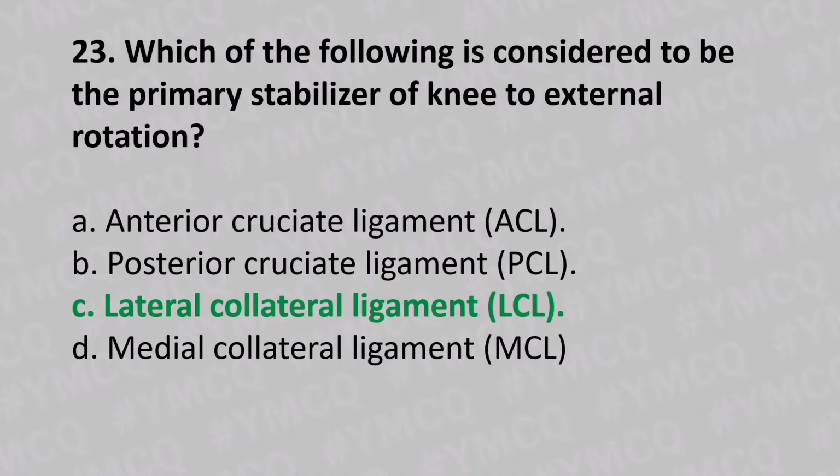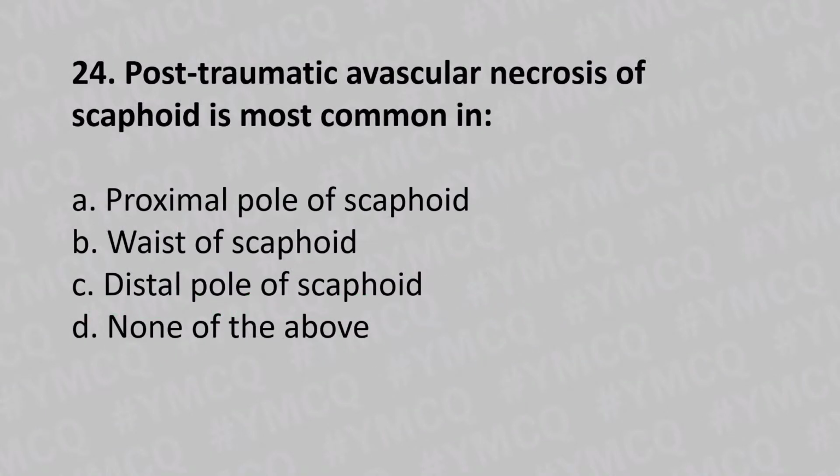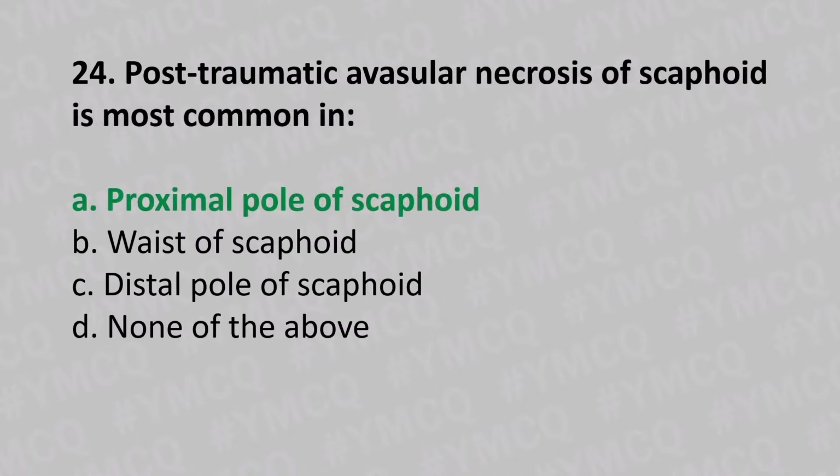Moving to our 24th question. Post-traumatic avascular necrosis of the scaphoid is most common in option A, proximal pole of the scaphoid. Option B, waist of the scaphoid. Option C, distal pole of the scaphoid. Option D, none of the above. And the answer is option A, proximal pole of the scaphoid.